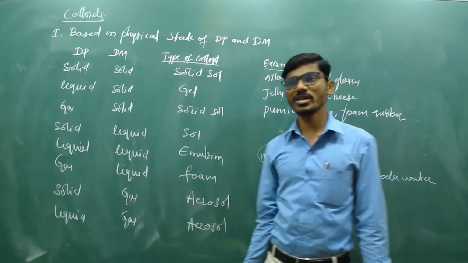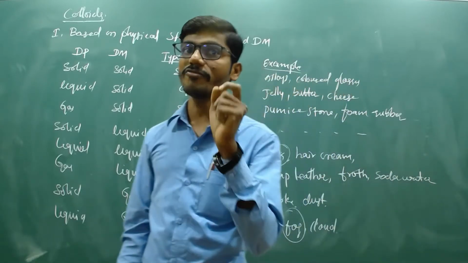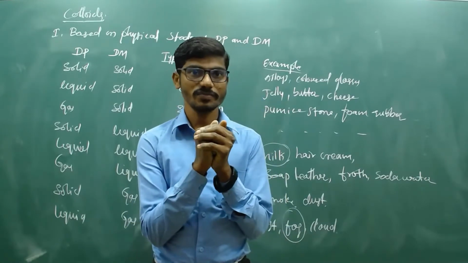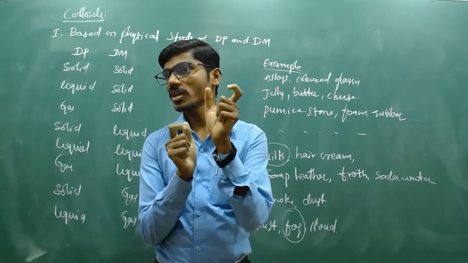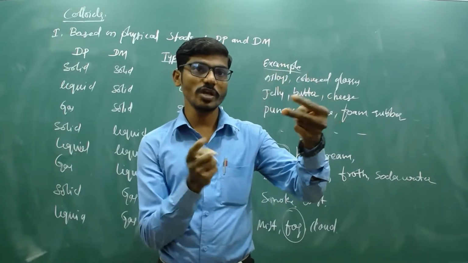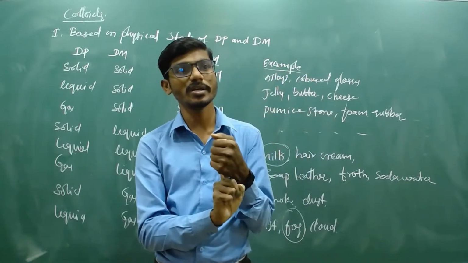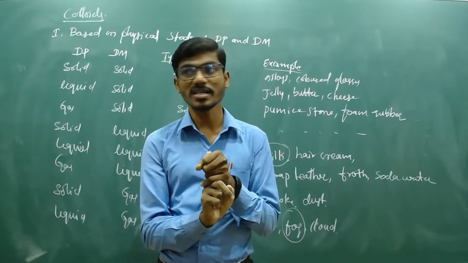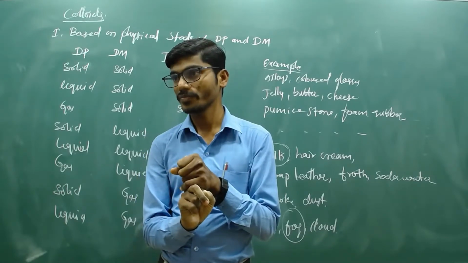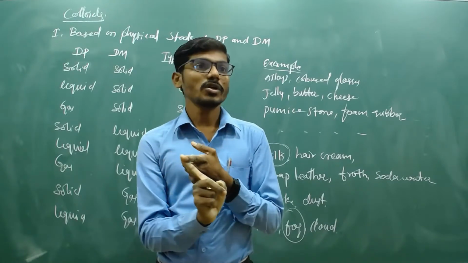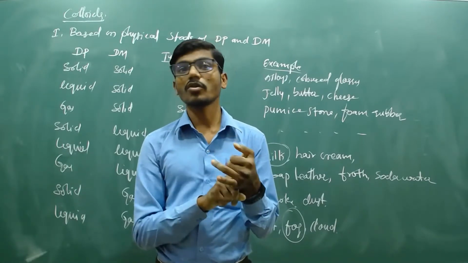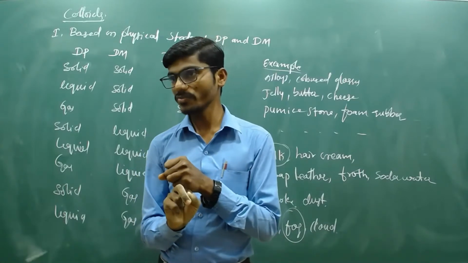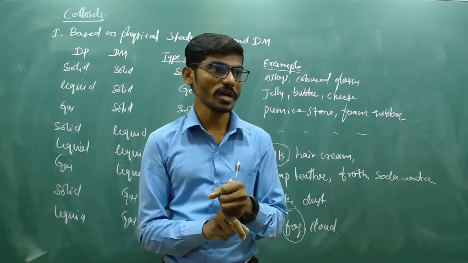Two more classifications are there, based on the type of dispersed phase particles and the nature of interaction. Based upon the nature of interactions, colloids are classified into two types: lyophilic and lyophobic. Based upon the type of dispersed phase particles, they are classified into three types: multimolecular, macromolecular, and associated colloids. Those remaining two classifications and the preparations will continue in the next.